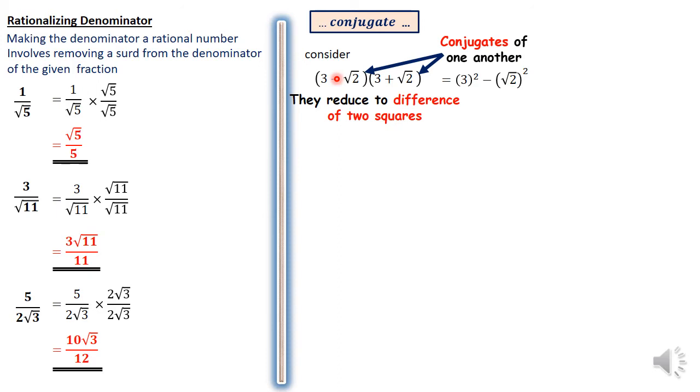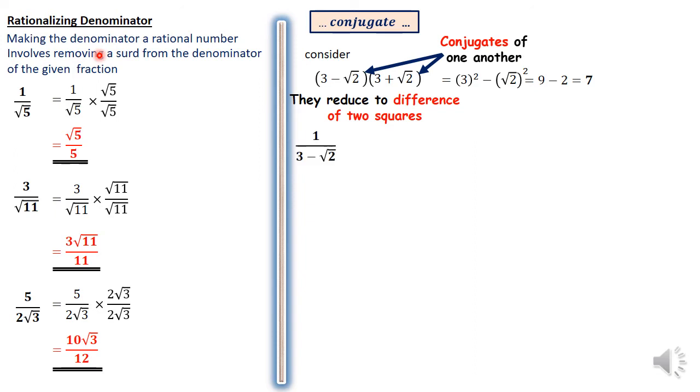Now, this bracket times itself, being a difference of 2 squares, would just have 3 squared minus root 2 squared, which would be 9 minus 2, which will be simply 7. This technique is used to rationalize denominators when we have 2 terms in the denominator.